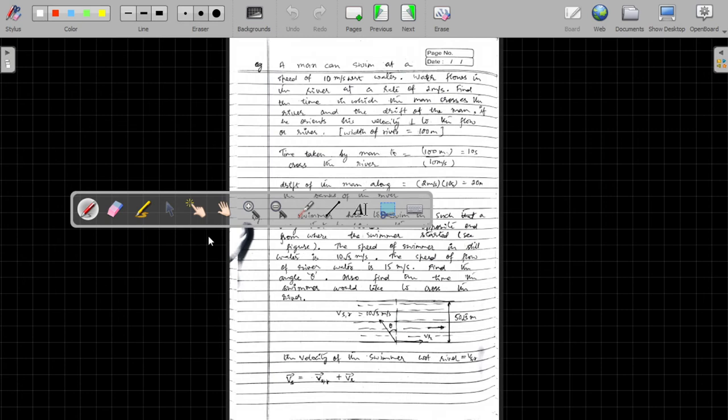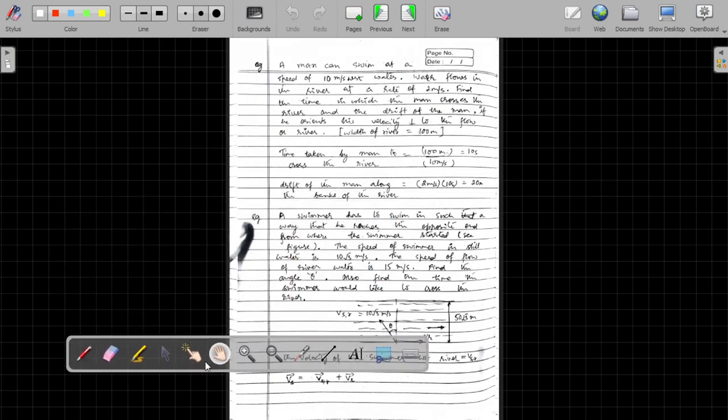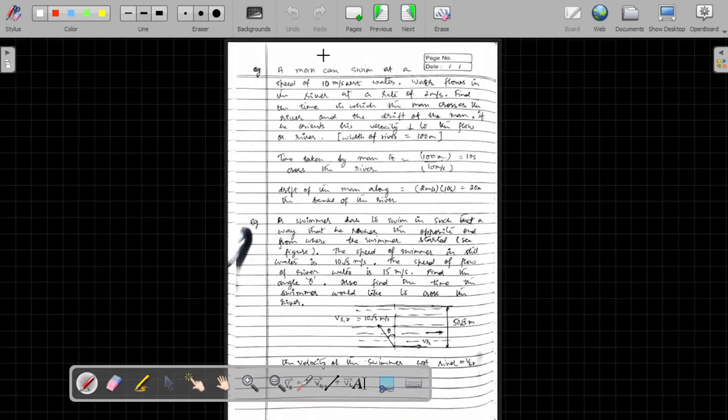Okay, so the first question which we have is: a man can swim at a speed of 10 meter per second with respect to water, which flows in the river at a rate of 2 meter per second. Find the time in which the man crosses the river and the drift of the man. So we know that the man has oriented himself perpendicular to the flow of the river.